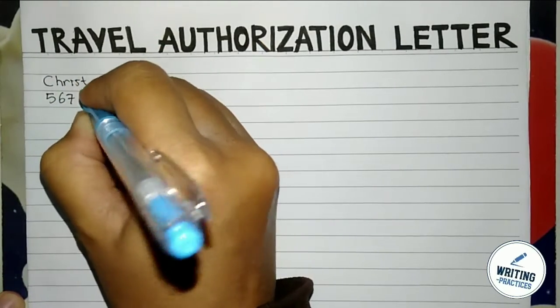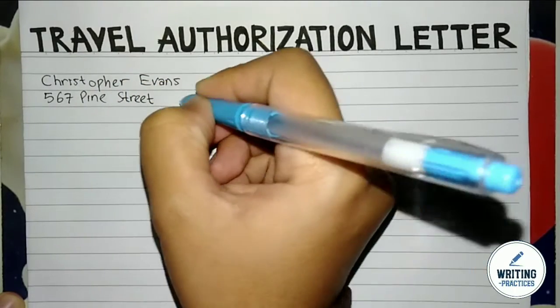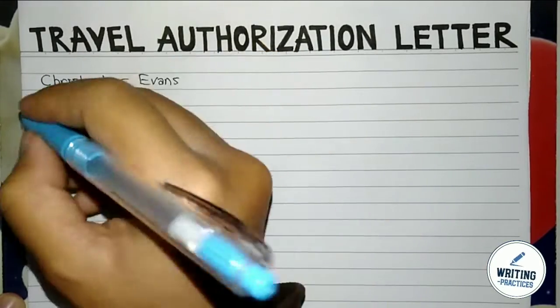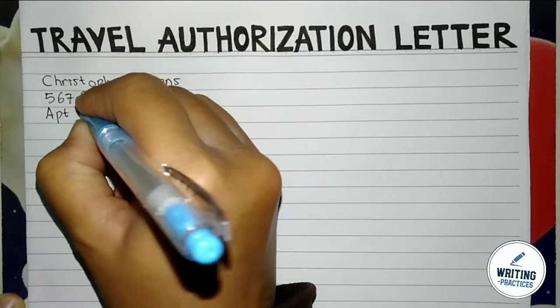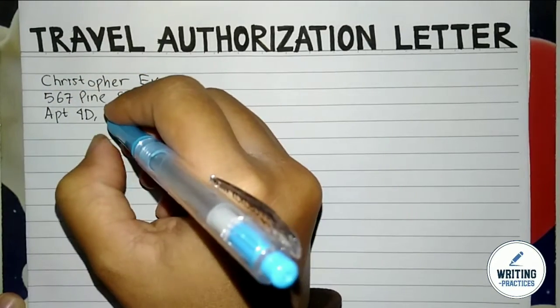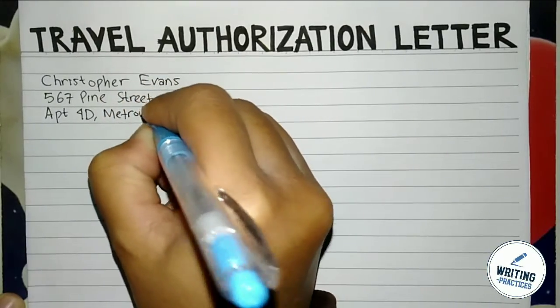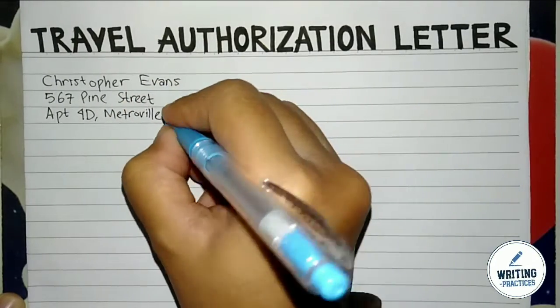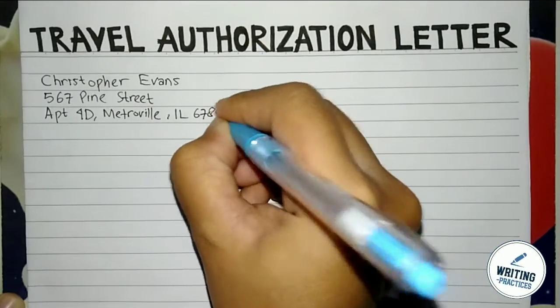This letter typically specifies the purpose of the travel, the duration, and the extent of authority given to the representative, including making travel arrangements, attending meetings, and making decisions. The letter serves to officially delegate responsibilities and provide authorization for actions taken during the trip. Here, Writing Practices will show you how to write a travel authorization letter step by step.